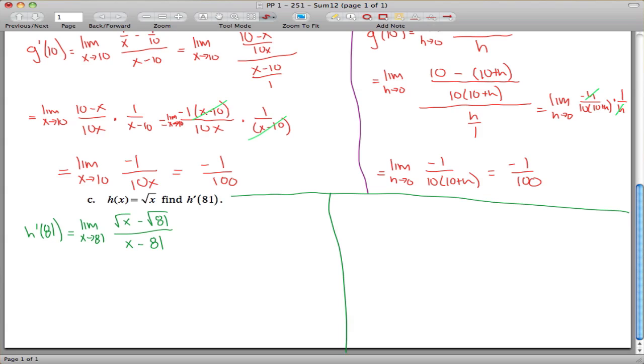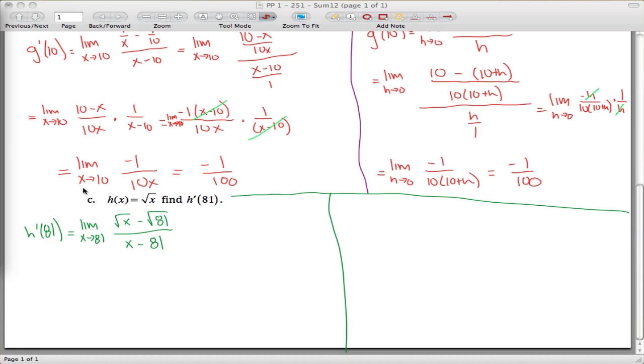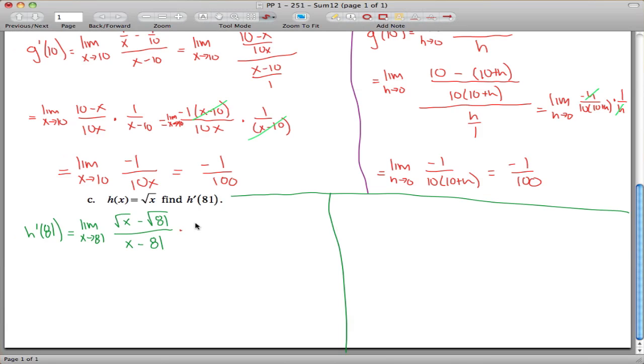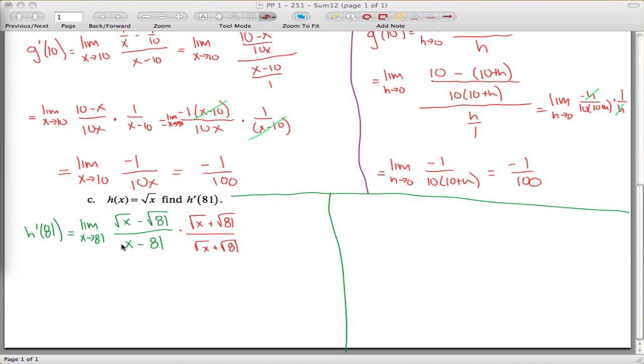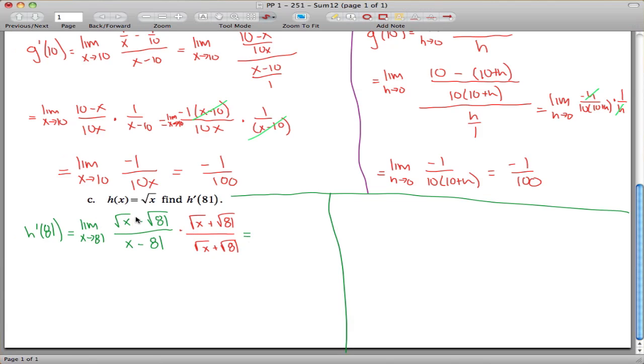And our algebra trick in this case will be to multiply the top and the bottom of this fraction by the conjugate of the top. Instead of square root of x minus square root of 81, we'll do square root of x plus square root of 81. And the reason we do that is when you FOIL the top here, you'll get x minus 81. You could think of this as a difference of squares, after we factored it out, when you have these conjugate pairs.